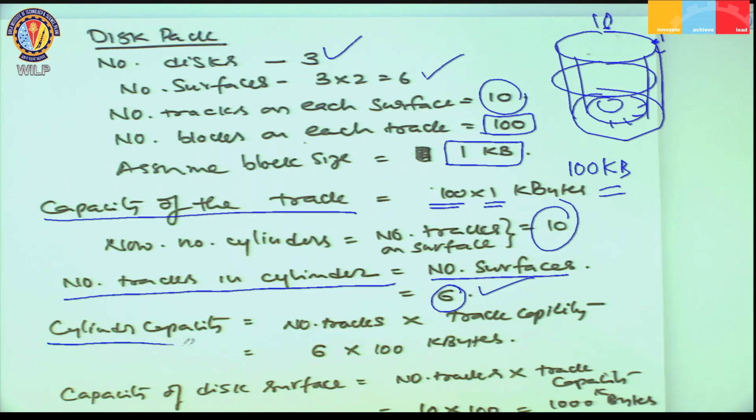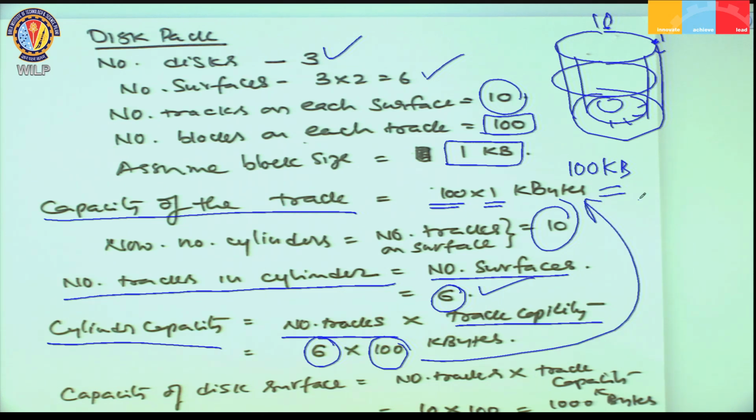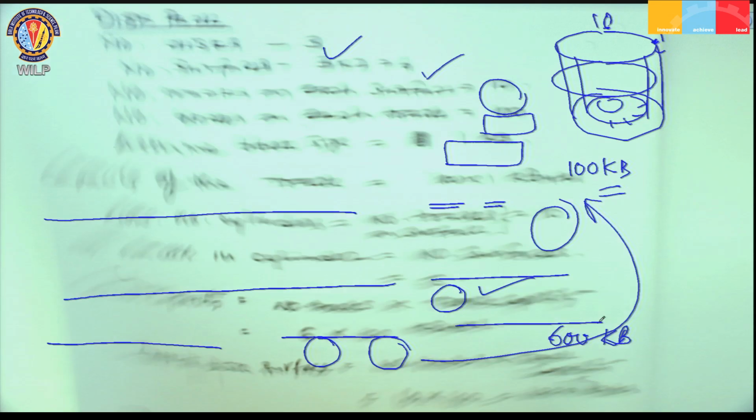What is the capacity of a cylinder? It is the number of tracks for each cylinder times each track's capacity. The number of tracks is equal to 6, and the track capacity, which is already computed, is equal to 100 kilobytes. So, it is going to be 600 KB, the capacity of each cylinder.